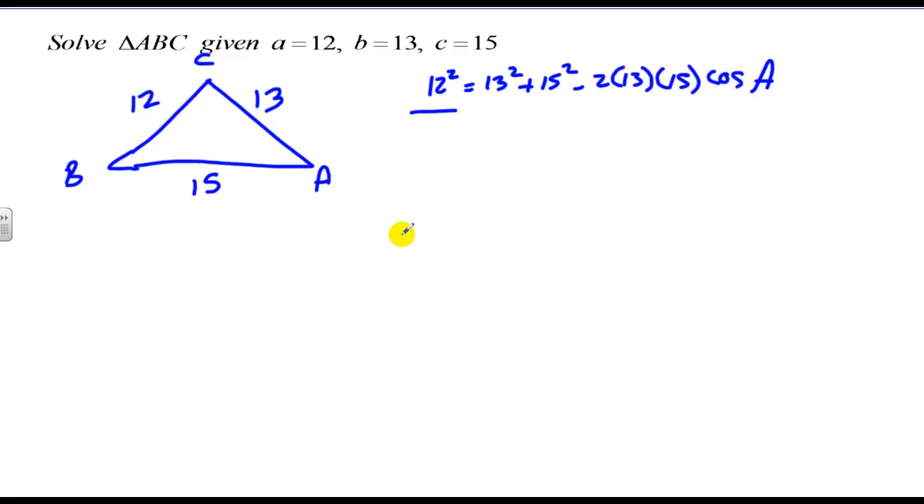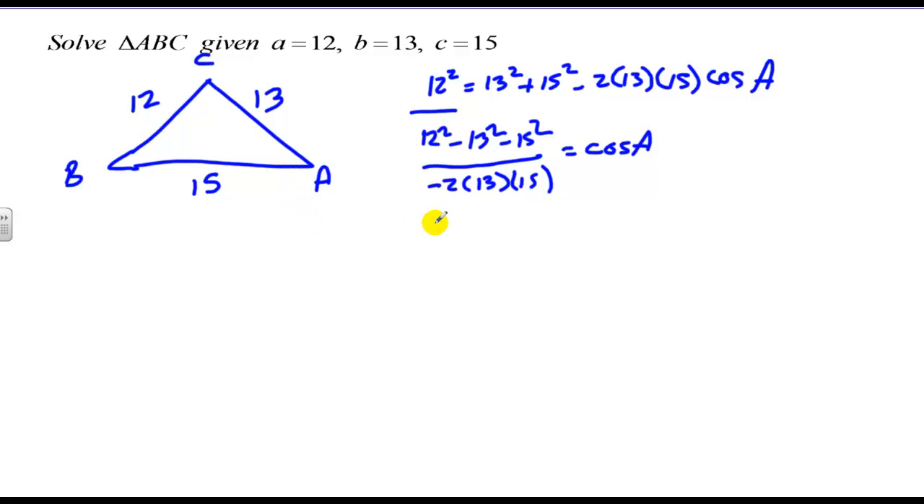So next we're going to try to solve for A. I would take 12 squared, subtract 13 squared and 15 squared, divide that by negative 2 times 13 times 15, and that will give me the cosine of A. If I take the inverse cosine of all of the information on the left, I end up with 50 degrees roughly for the value of A.